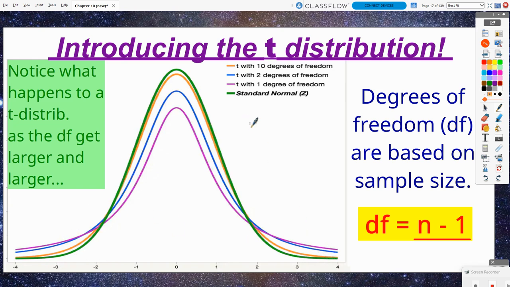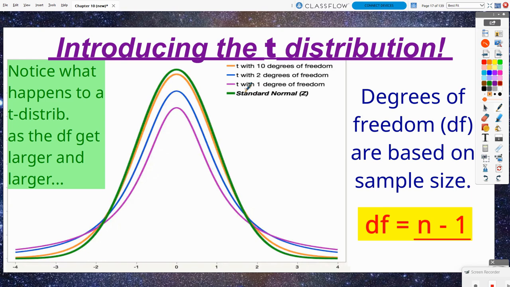Now, t-distributions are unique in that there are different t-distributions depending on the sample size. And in order to differentiate all those different t-distributions, we don't normally use the sample size itself to distinguish them, but we use this concept called degrees of freedom. And the degrees of freedom are really based on the sample size. So a t-distribution has degrees of freedom. The degrees of freedom are just the sample size minus 1.